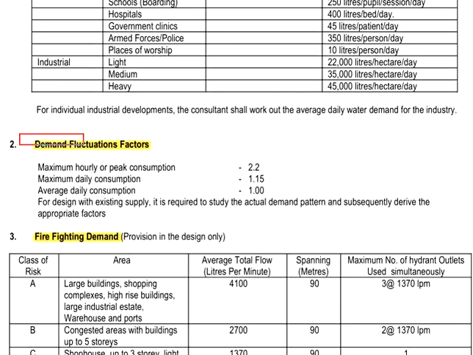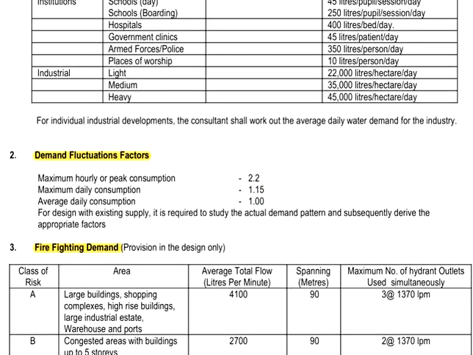Next, we talk about the demand fluctuations factors. It is given in the guideline. The maximum hourly or peak consumptions shall have a factor of 2.2. Maximum daily consumption shall have a factor of 1.15. Average daily consumptions 1.0. For design with existing supply, it is required to study the actual demand pattern and subsequently derive the appropriate factors. These factors are used for the new development.